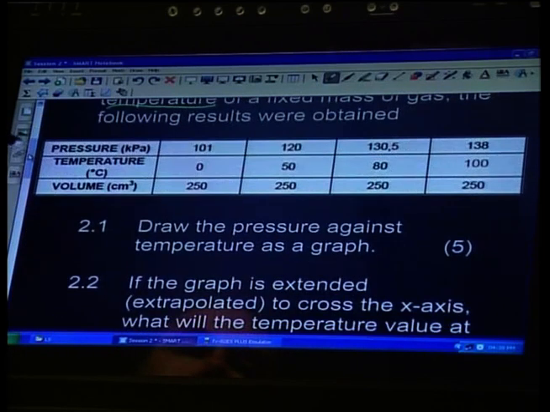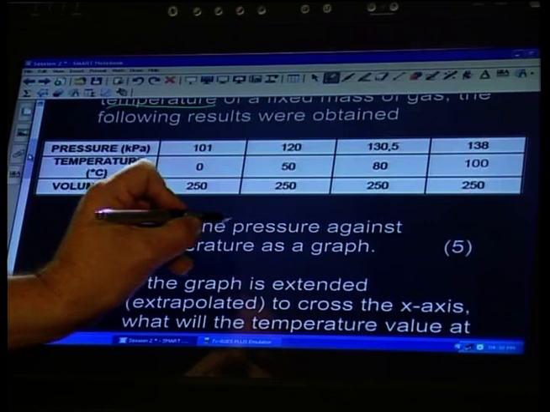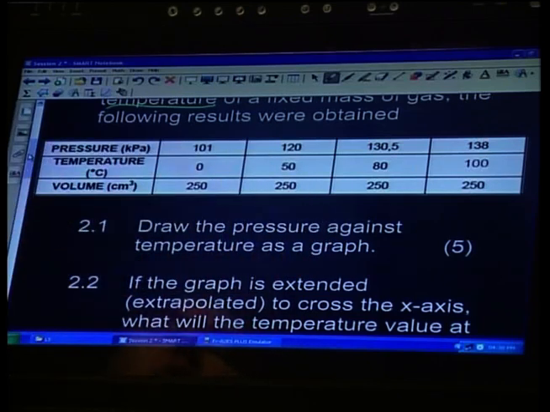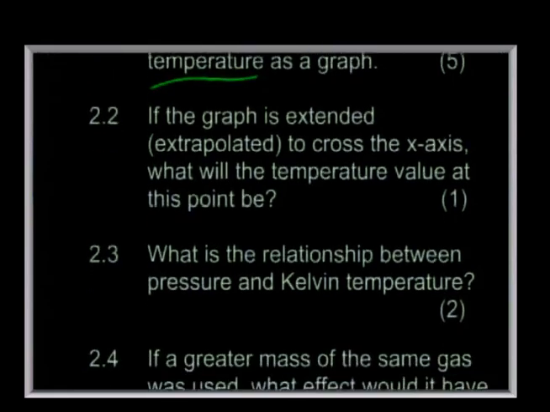First question says, draw the pressure against temperature as a graph. When they say pressure against temperature, they're giving you a hint. Pressure, the one that comes first, in this context, is the dependent variable against temperature, the independent variable. Now, we'll come to that in a minute, so we'll recognize what we have to do. We've got to draw a graph of pressure against temperature and bear that in mind.